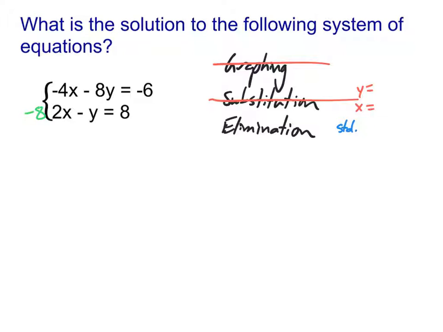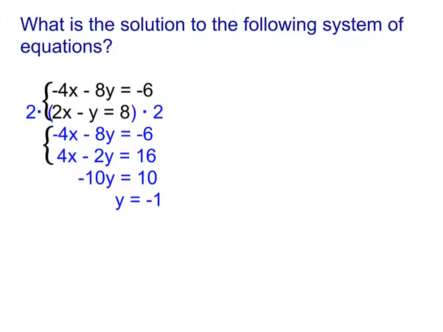Now, it would have to be a -8 because my signs are currently the same, and I would need my resulting signs to be different. Now, I did say that I like the x's, so I multiplied the bottom equation by 2. Notice the whole reason for doing that. The whole reason for multiplying the bottom equation by 2 is that now, when I take a look at my setup here, my x's are set up to where I have a -4 and a +4.